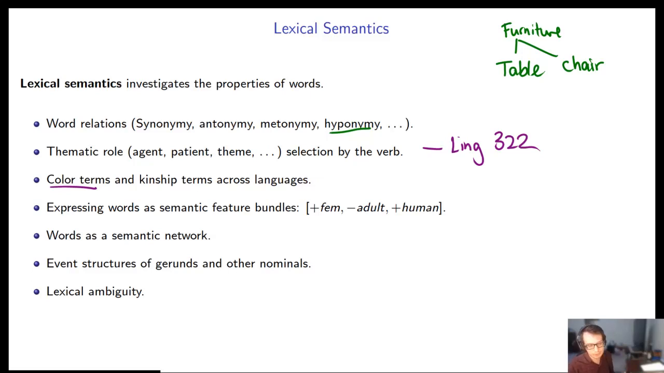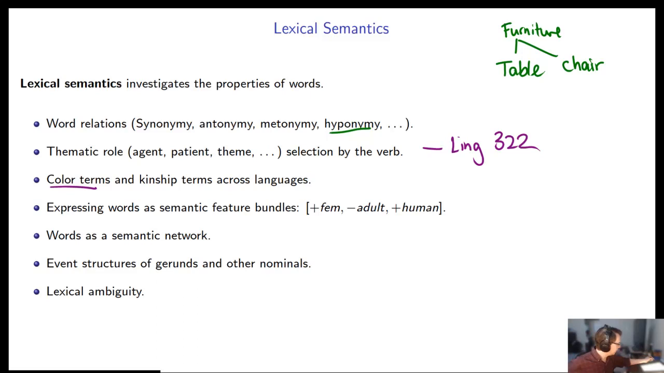Kinship terms are the same way. For instance, we use brother in English and do older brother, younger brother. So we modify the word brother. But other languages will use completely different words for older brother and younger brother. So they won't have a common brother in that.